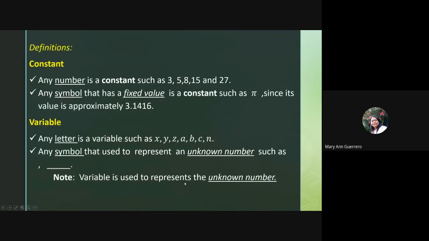So let us have a recall first. What is constant and variable? So if you can still recall, constant is any number or any symbol that has fixed value such as pi. The variable is any letter or any symbol used to represent the unknown number.